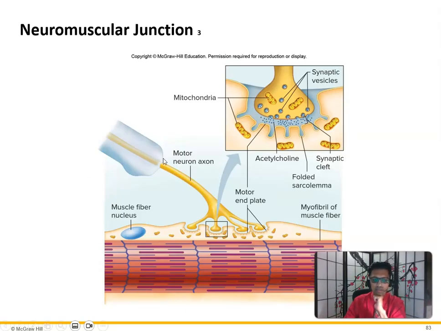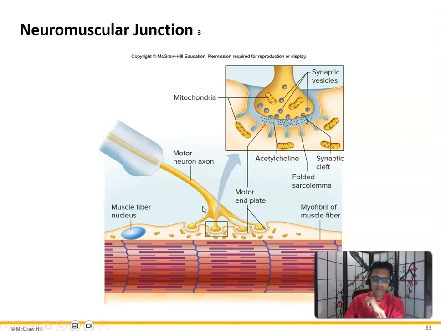So here it is. Here's that motor neuron. It's coming from the brain. And like I said, it's not a direct connection, but what it does is it releases these neurotransmitters, and that neurotransmitter is acetylcholine. And acetylcholine is very important because it's going to start the process of releasing our calcium so it can go find troponin and then displace tropomyosin.